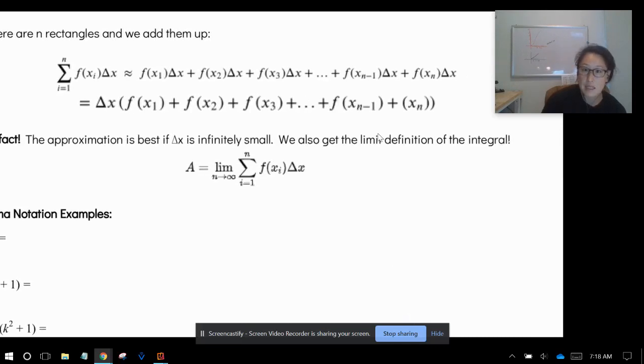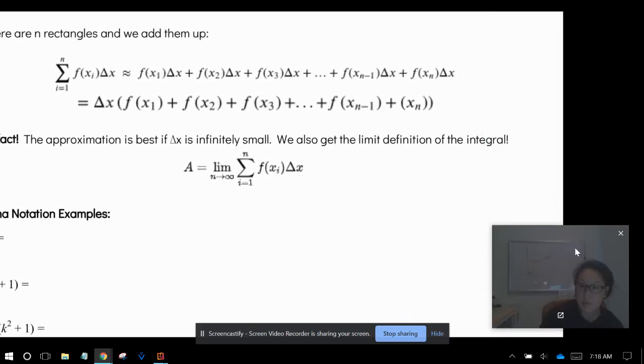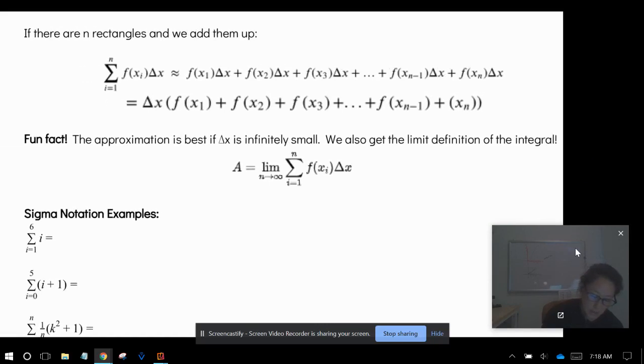And we use this notation, which we'll see again later in the class. This is summation notation. It says we're taking the sum of this formula, basically.